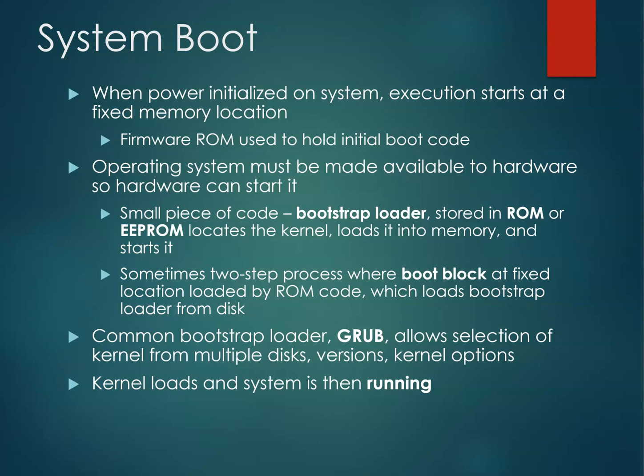Sometimes it's a two-step process where the boot block is at a fixed location and it's loaded by ROM code, which loads the bootstrap loader from the disk. A common bootstrap loader for the Linux world is GRUB, and it allows selection of the kernel from multiple disks, versions, or kernel options. You can run multiple operating systems. The kernel loads and the system is then running. So this is just a high-level overview of all the various structures in an operating system.